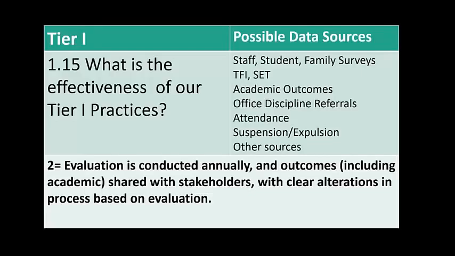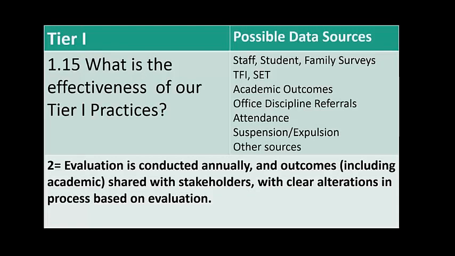In the TFI, there are 3 basic evaluation questions, and they're at the end of the Tier 1 section, Tier 2, and Tier 3 sections. So in Tier 1, it says what is the effectiveness of our practices, and then it lists a whole lot of different possible data sources. And for a school to get a 2 on it, of course it says evaluation is conducted annually with outcomes, and it's shared with stakeholders with clear alterations in process based on evaluation. In other words, with clear changes in mind that we want for the next school year.